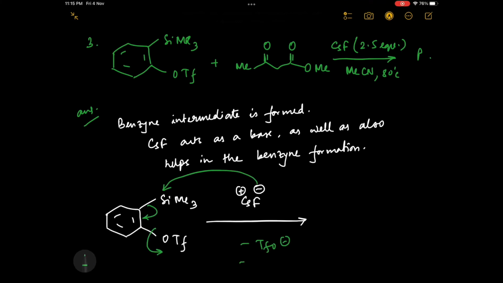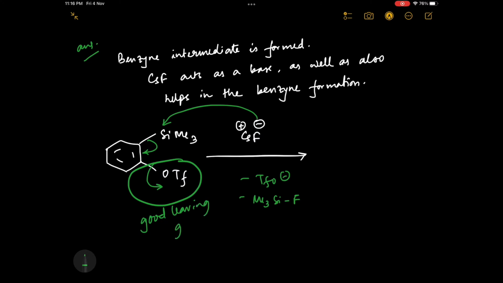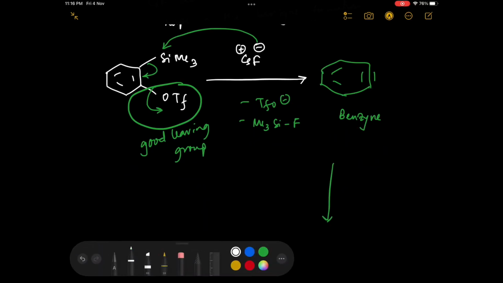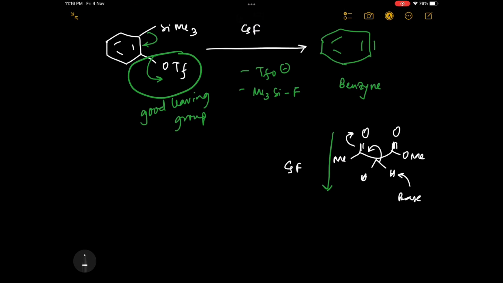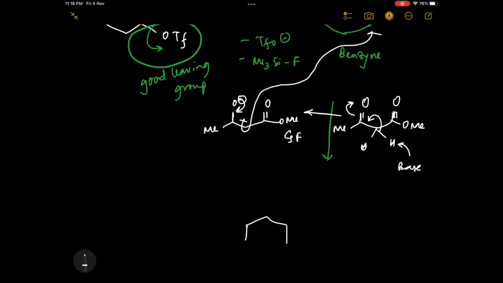So as you can see, OTf leaves. This is the arrow pushing mechanism that we can see, and the Me3SiF also leaves. So due to this, the benzyne is formed here. And once the benzyne is formed, we also have the carbon compound that has been given to us, which has two acidic protons, and CsF is present as a base. So hence an enol type of compound, basically enolate, is formed, and after that this enolate attacks the benzyne, and hence we get our compound.